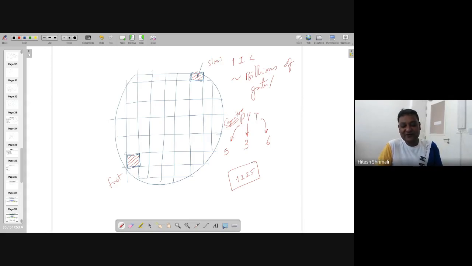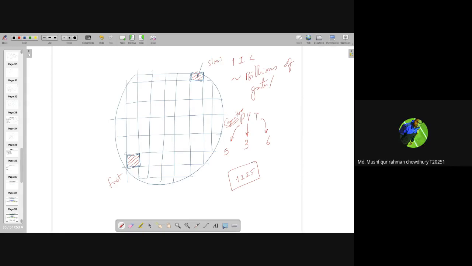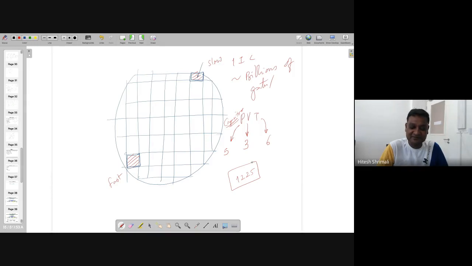As many corners as you take, you can check your functionality. It's up to you. You can increase it also. Okay, sir. Thank you, sir.